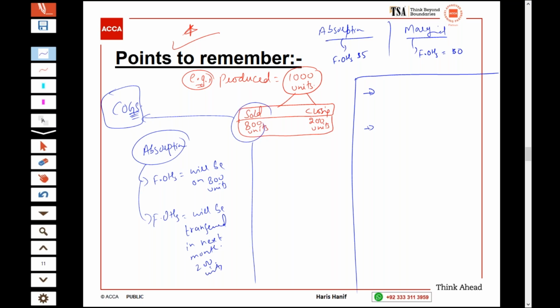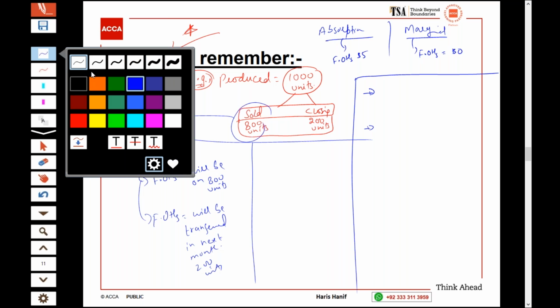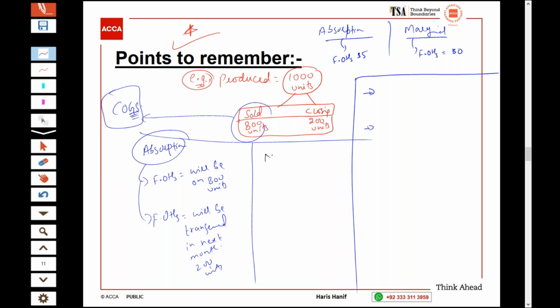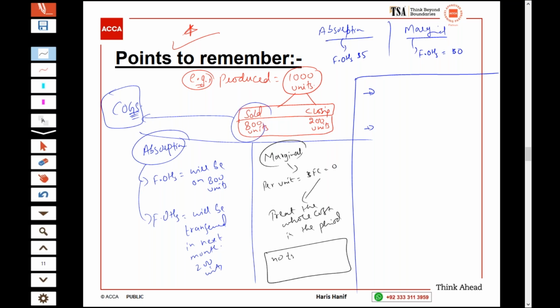But marginal costing is saying that there is no need to charge fixed overheads in the unit cost. Per unit, no fixed cost, zero. Treat the whole cost in the current period. No transfer to the next period.